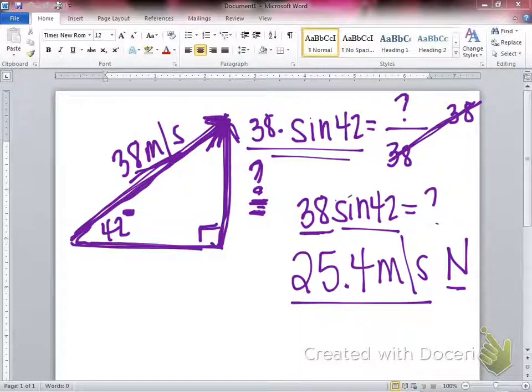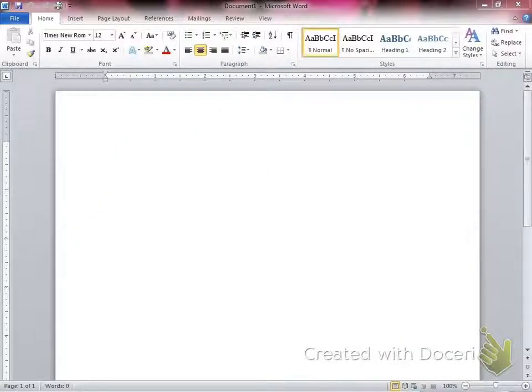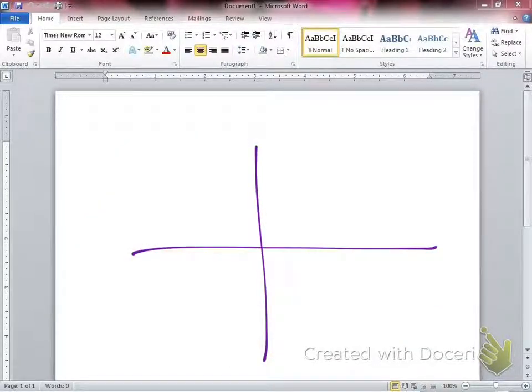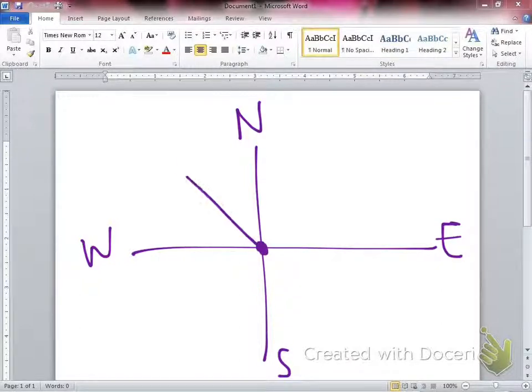And we could find its horizontal component as well. Let's talk about cardinal directions, because we're going to have to use cardinal directions a lot to label our vectors and what angle they're moving at. So north, east, south, and west. All right, so let's say I'm leaving on some kind of a trip and I head out in this direction, and let's say I headed out at an angle of 18 degrees.